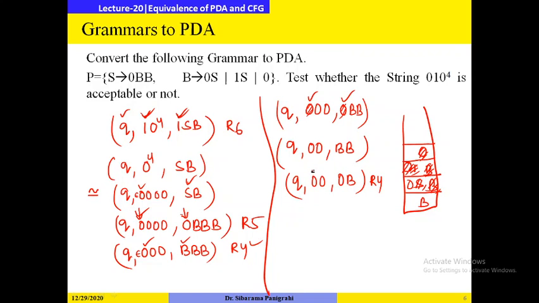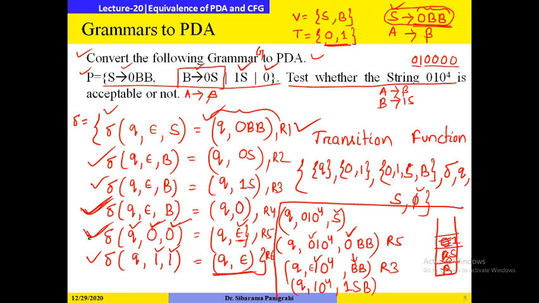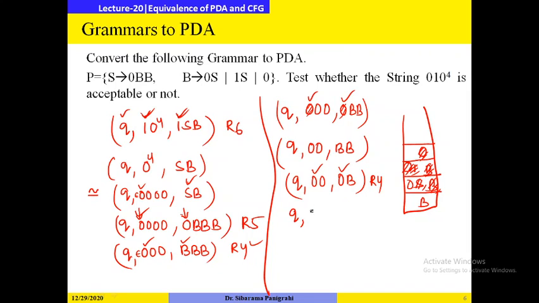Now what can you do? Q0 is at the input and 0 is at the top of the stack. So you will do the erase operation. Which production is this? This is production number 5, R5. By using R5, this 0 is omitted. Now Q0B means Q epsilon B. So which production will you use? You will use R4 and you will get 0 0 over here. By using R4 you have got this one.